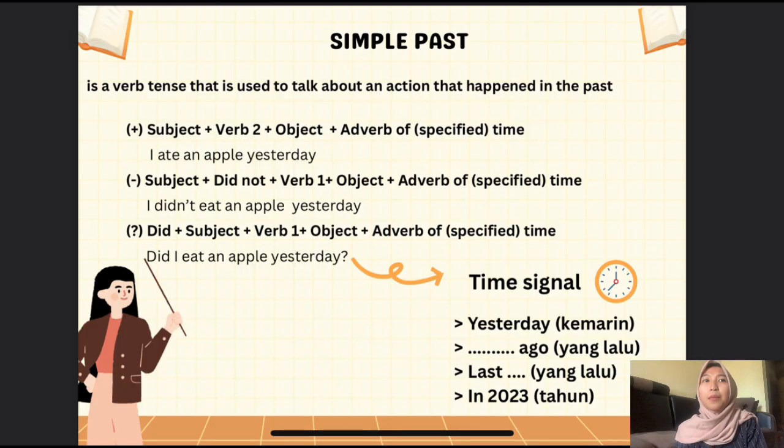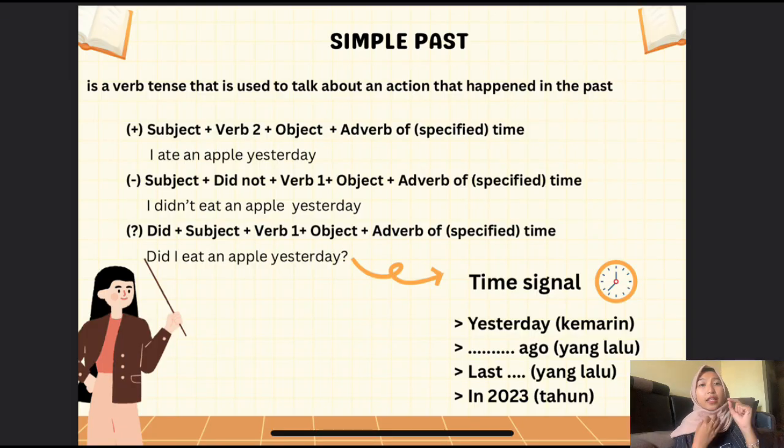Okay, ada subject plus verb 2 and object. And in simple past, we need to add a verb of time, kayak specific time gitu ya. Nah, time signalnya ada yesterday, ago, 2 years ago, last month, last week, last year, and so on. Okay. For the example, in the positive sentence, I ate an apple yesterday.